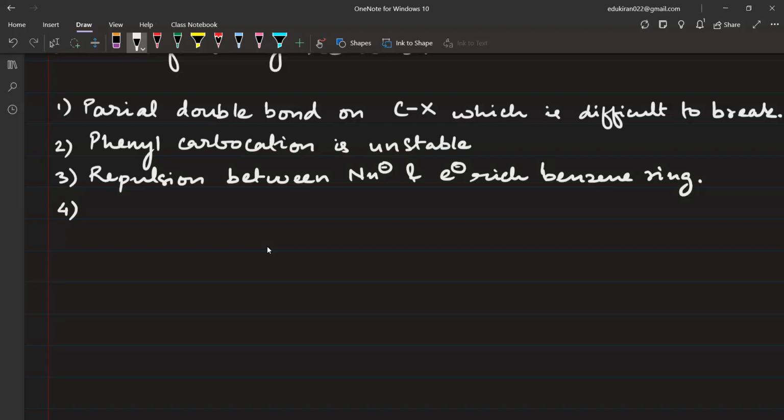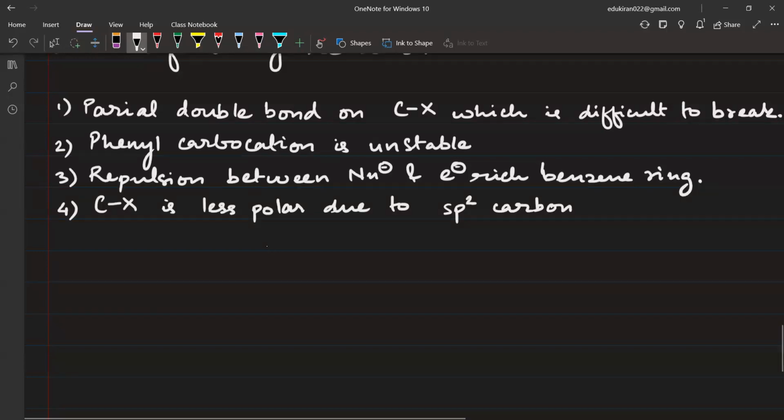Fourth point, carbon-halogen bond is less polar due to sp2 carbon. Please understand all of partial. My spelling is wrong. Please correct the partial spelling here. Partial double bond on C-X, which is difficult to predict.